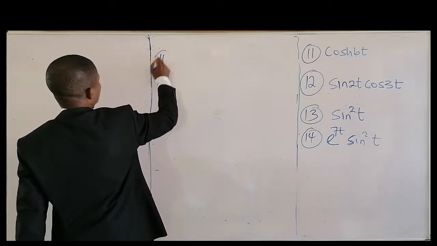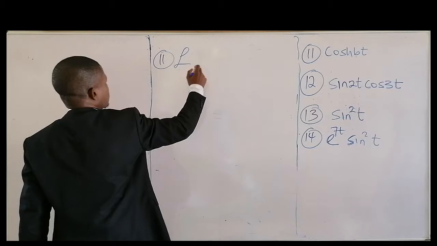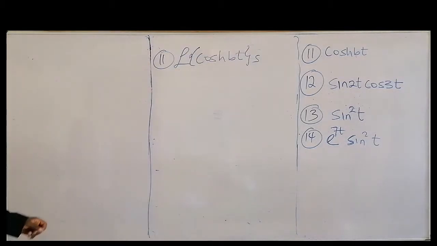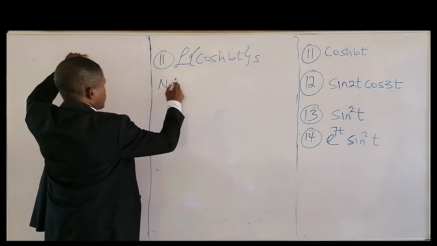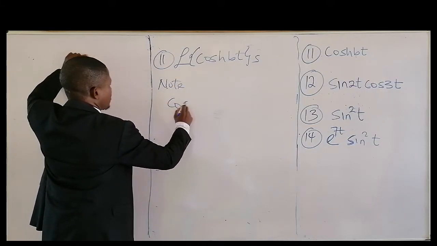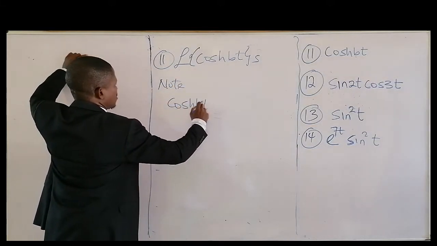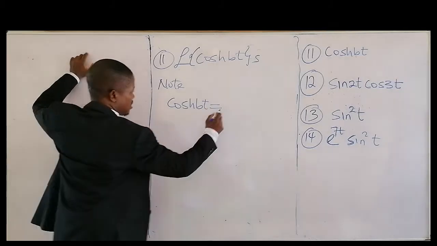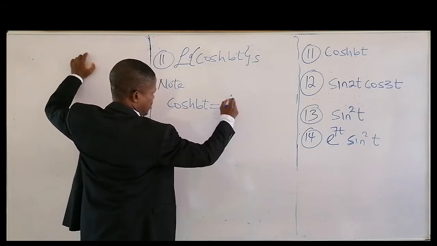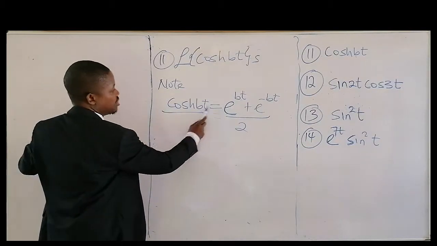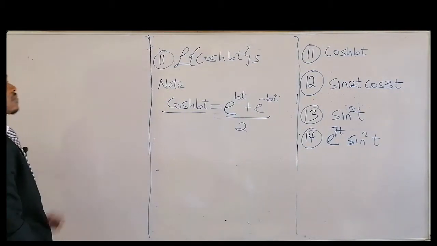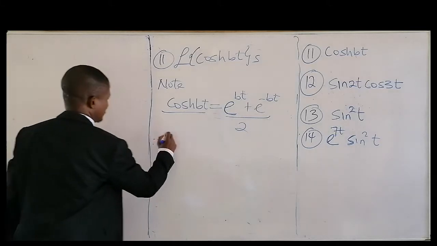Yeah, question 11. We have the Laplace of cosh bt. So the first thing to do is to note that the hyperbolic cosine function has this expression: cosh bt is equal to this. So then we can now do the Laplace.